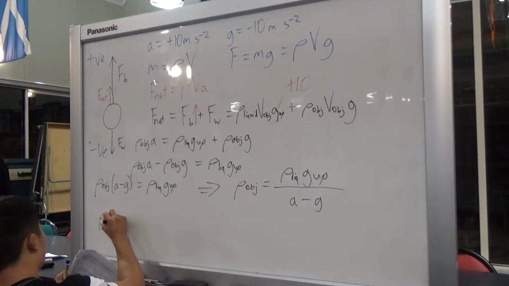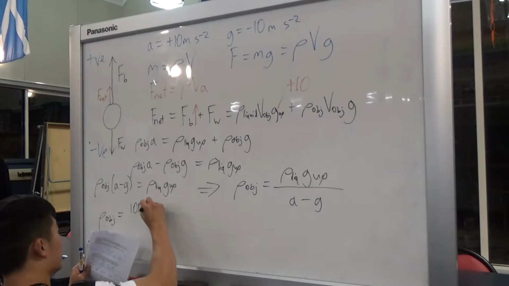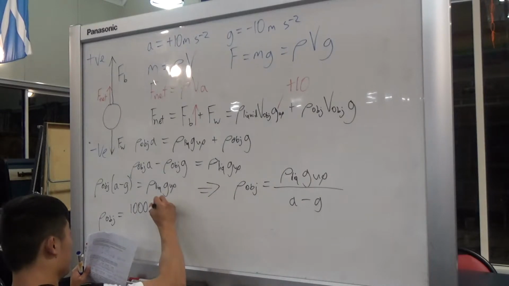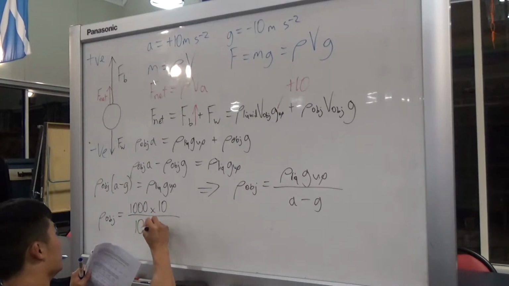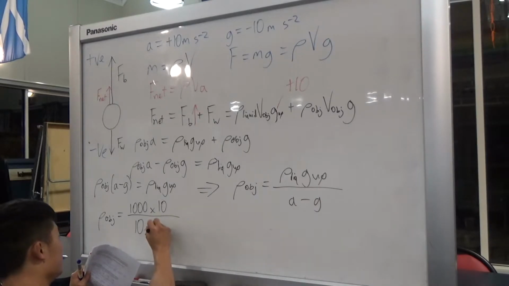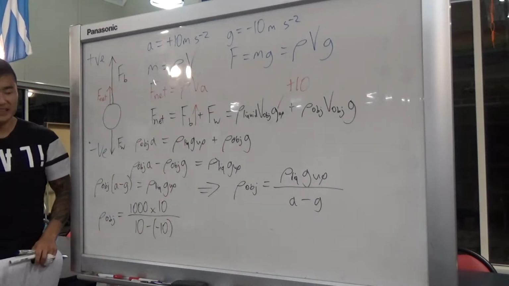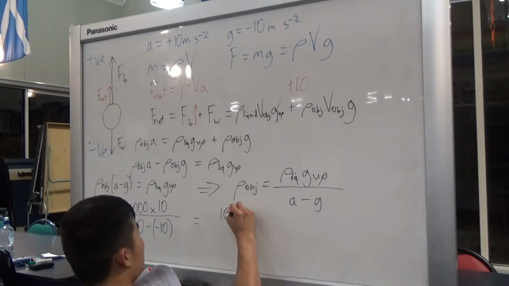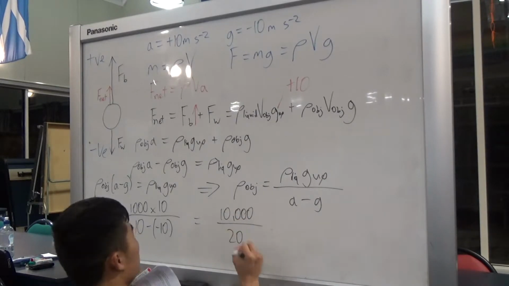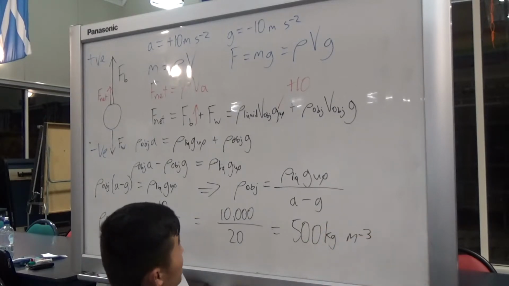So density of object is equal to density of liquid, which is 1,000. And so G up, that's going to be positive 10, right? Because that was acting in the upwards direction. And then acceleration is positive 10 minus our G value, which is negative 10. So if you minus a negative value, that's just plus. So that's 10 plus 10. So that's going to be 10,000 over 20, which is equal to 500 kilograms per meter cubed.